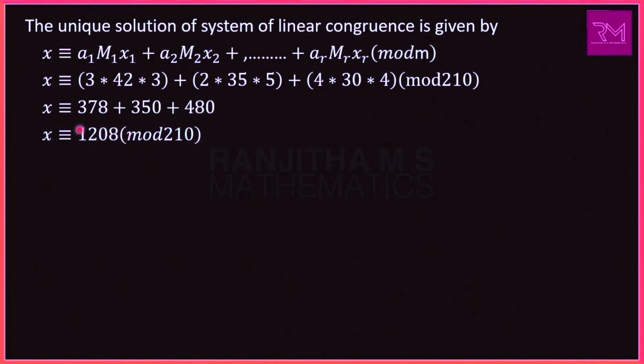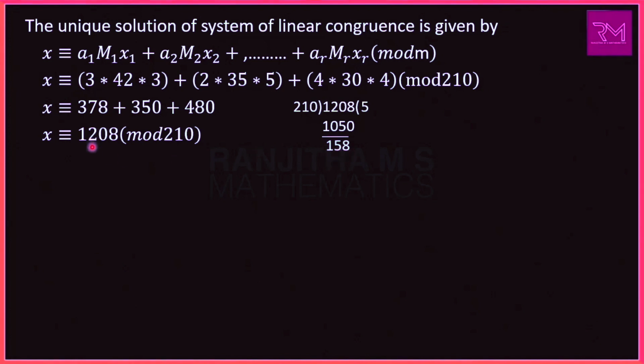So we have to reduce this to a smaller value. So we have to divide 1208 by 210. So we get here 210 into 5, we get 1050. So if we subtract these values, we get a value of 158, which is a lesser value.